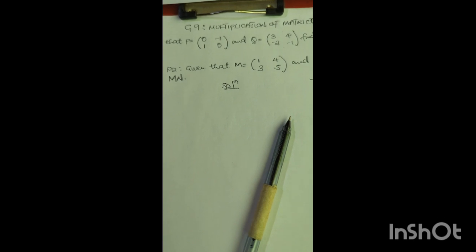But that law does not apply to matrices. For matrices, if they say find PQ, meaning you first write P and then you write Q. If you swap them, you start with Q and then P, your answer will be wrong. So multiplication in matrices is not commutative. Okay, that is very important.